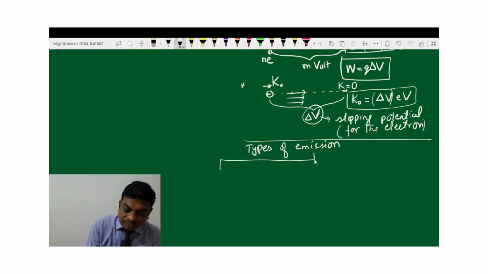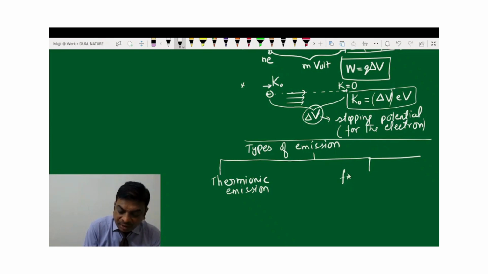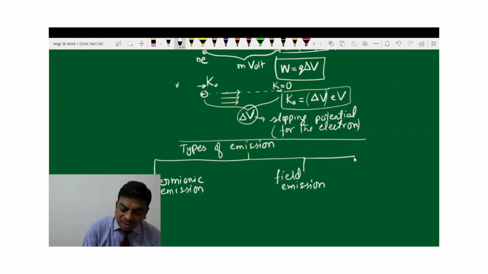One is thermionic emission. Then the other is field emission. And the last one, which we will discuss in detail, is the photoelectric emission, or simply we can call it photo emission.